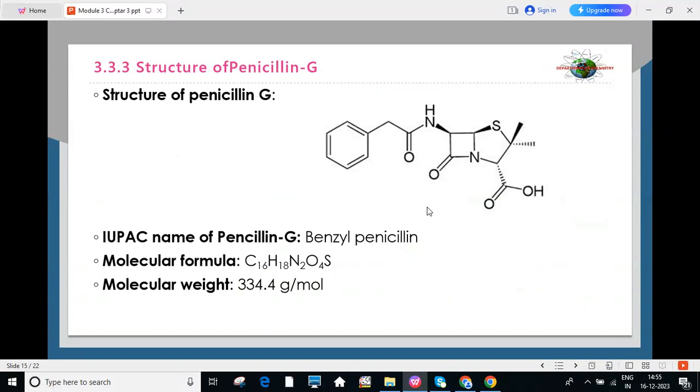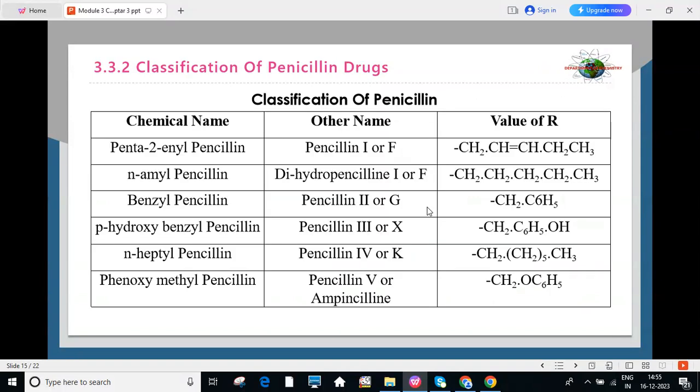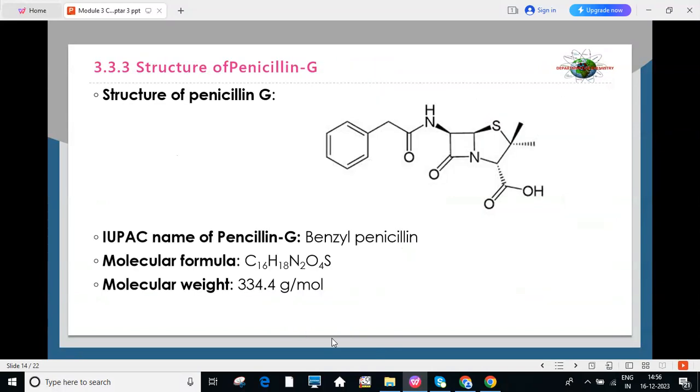In this chapter we have to discuss penicillin 2, or penicillin G, among all the penicillins. So this is the structure of penicillin G, the benzyl penicillin. If we substitute a benzene and CH2 group instead of R, it is called benzyl penicillin.